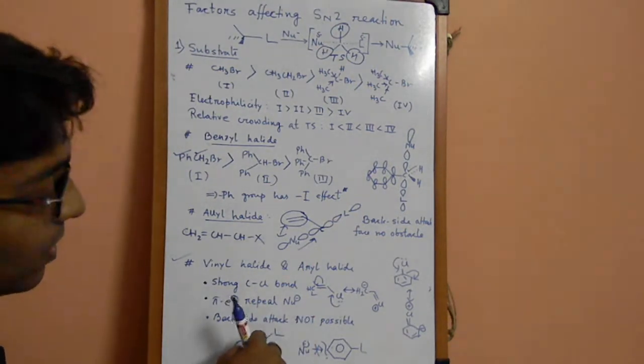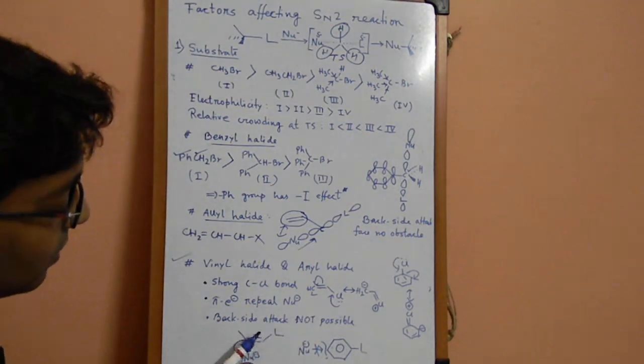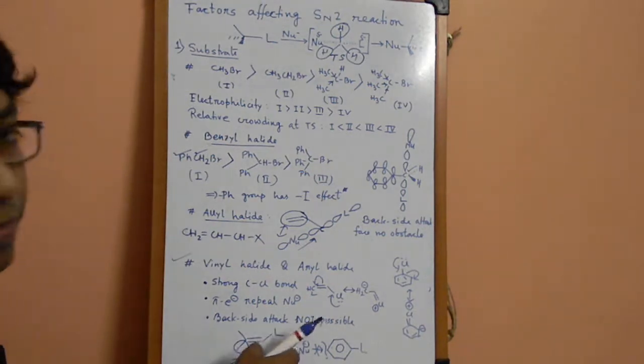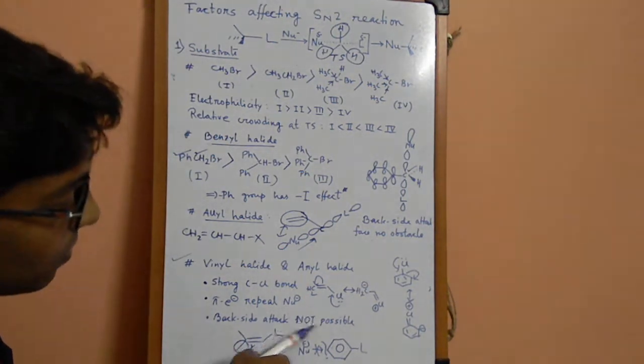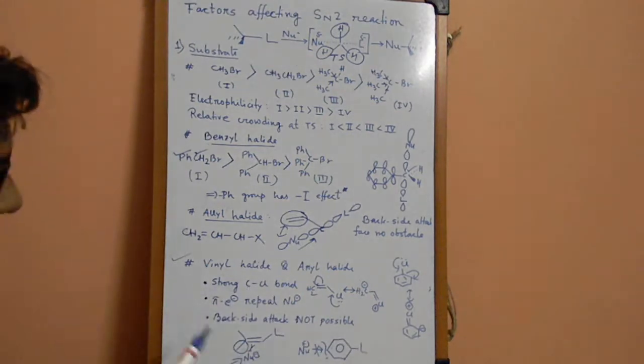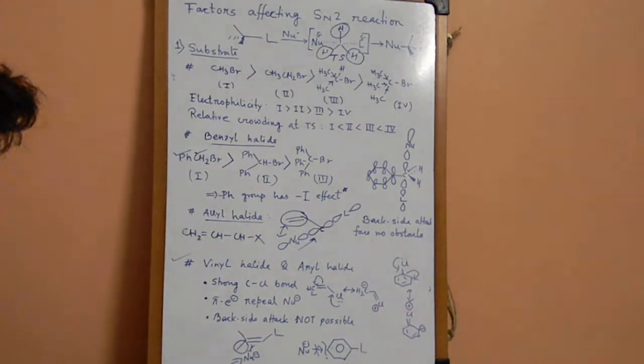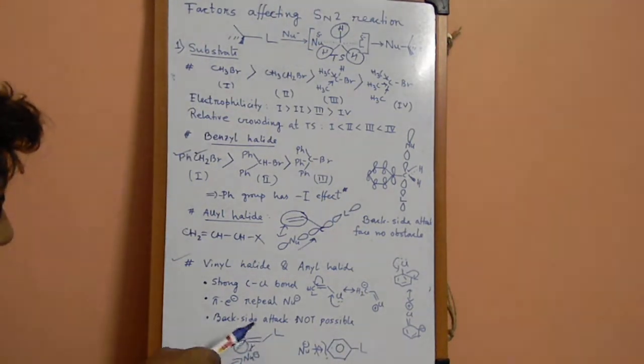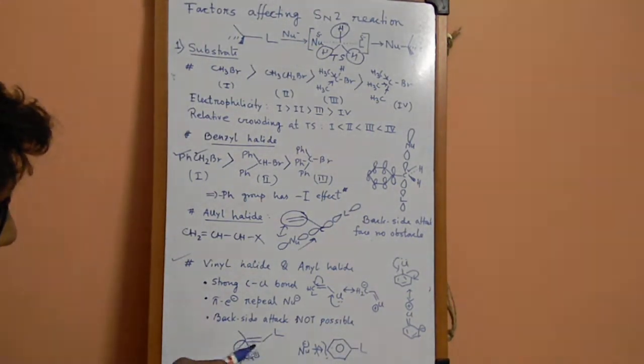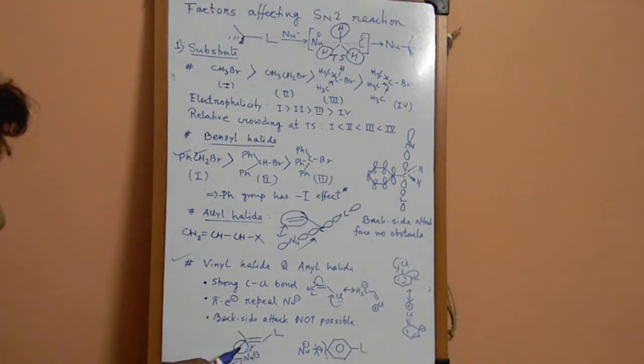The third point is very much important. Here, absolutely, the backside attack is not possible. This is the most important point for the SN2 reaction, because consider this vinyl component. If you want to attack this compound by backside attack by the nucleophile, it is going to face very strong steric repulsion from the substituent on the beta carbons.